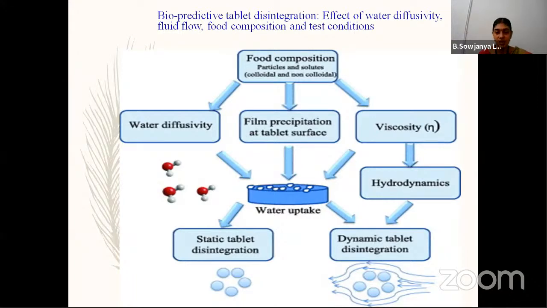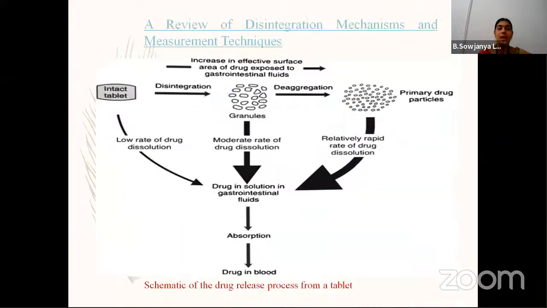Okay, with the food composition, whatever the tablet, it first takes up water, that is water uptake, and then different mechanisms are observed. One is static tablet disintegration, and also the dynamic part of the tablet disintegration. Water diffusivity can take place here, along with a thin film formation at the tablet surface, and the viscosity. So all these factors are responsible for predicting the tablet disintegration in case of food compositions.